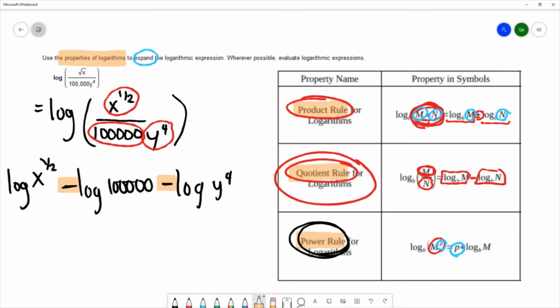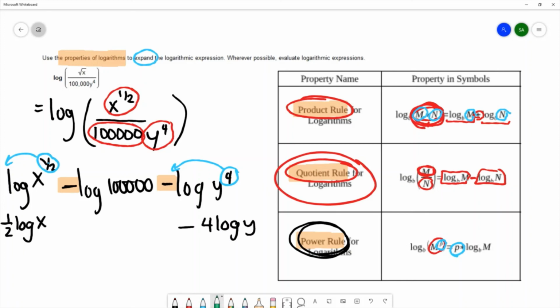So now we've used both the product rule and the quotient rule at the same time. Then we're going to move on to the power rule. With the power rule, these two have powers, and I'm going to be able to move those powers to become the coefficients. So each of those will become 1/2 log of x and minus 4 log of y.